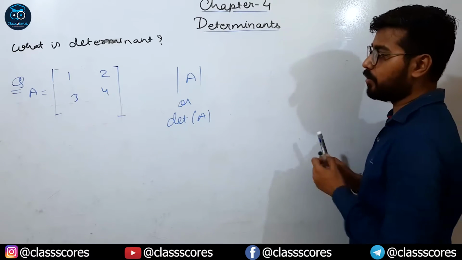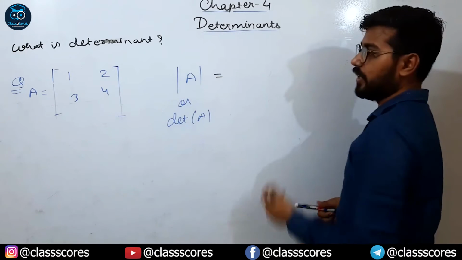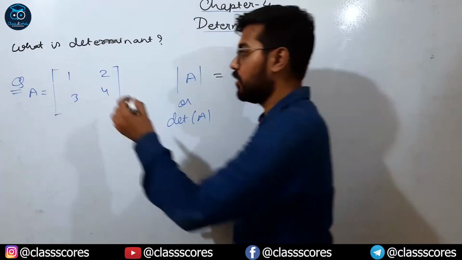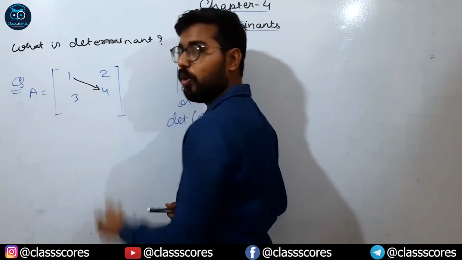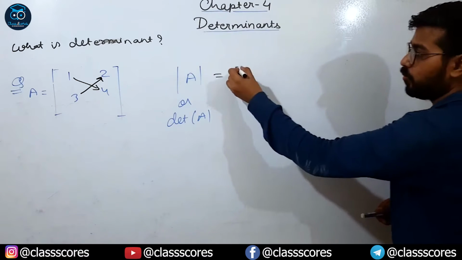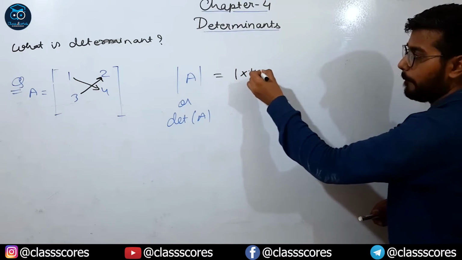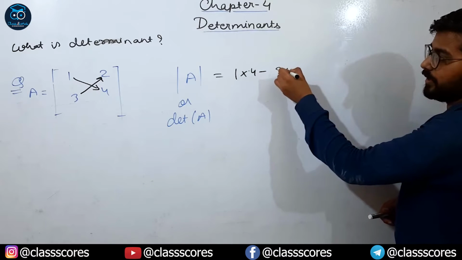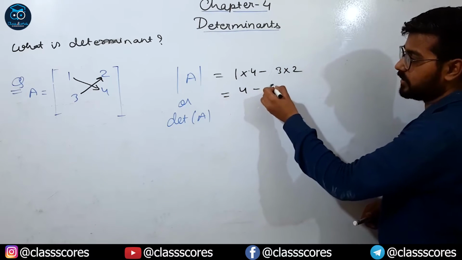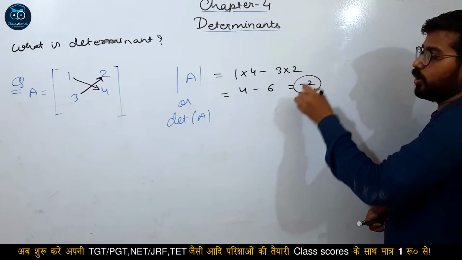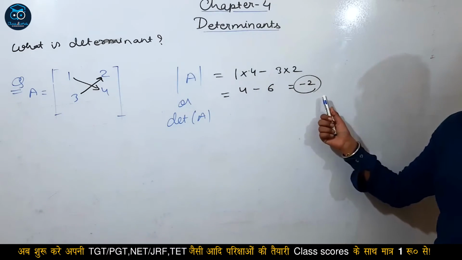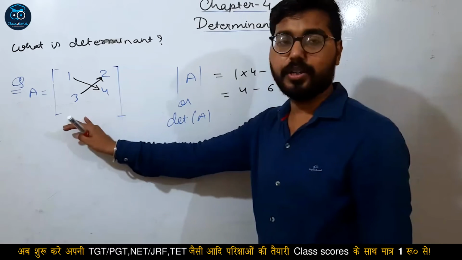Clear? Now, if we find the determinant of this, determinant is basically the cross multiplication of the matrix. So we can say 1 into 4 minus 3 into 2. If we simplify this, we get 4 minus 6, that is minus 2. So the value for this matrix is minus 2. This is for order 2 by 2.